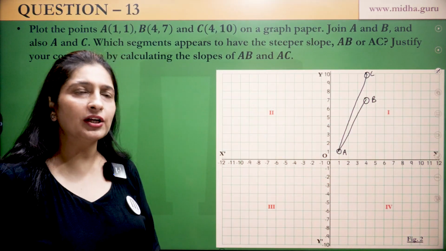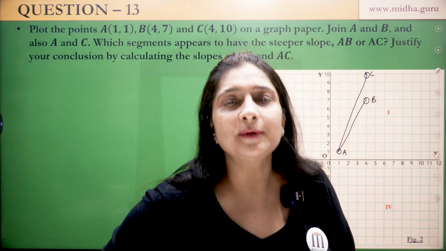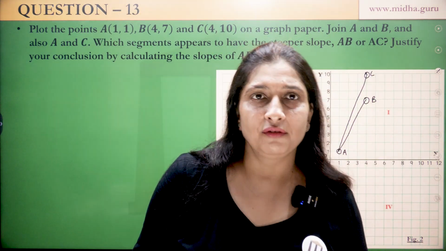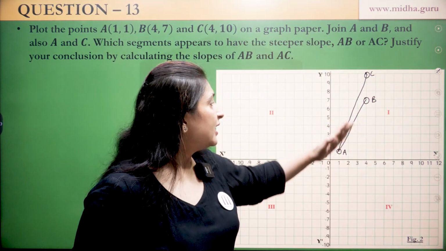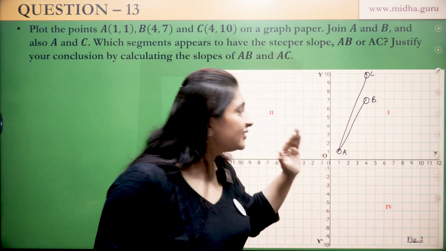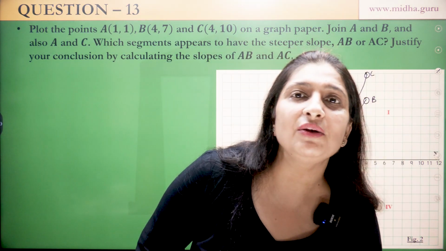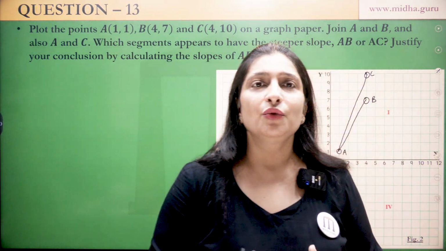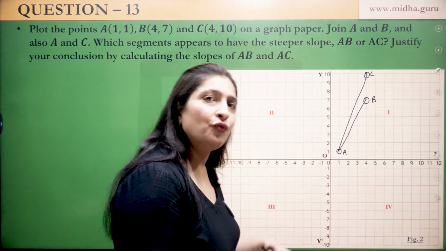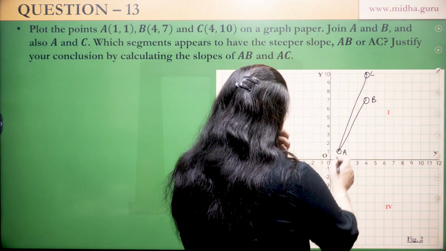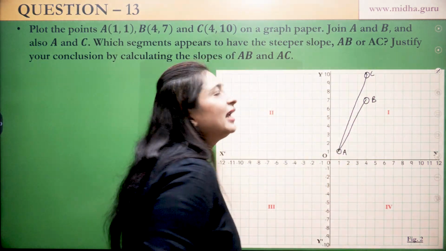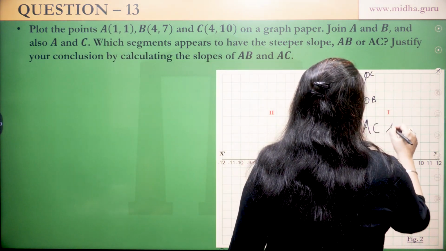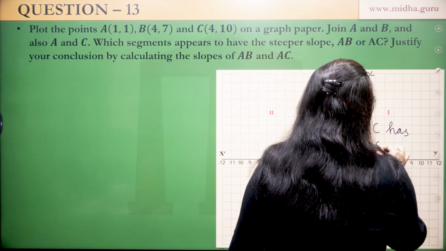Question is, which has a steeper slope? How will you find which slope is steeper? The angle which is greater. That means the angle which AB will make with the x-axis and also the angle which AC will make with the x-axis. We are going to compare those two. Whichever is greater will have a greater slope. The slope will be steeper. So if we elongate these two lines, we can see clearly that AC will have a steeper slope. So we'll write AC has a steeper slope.